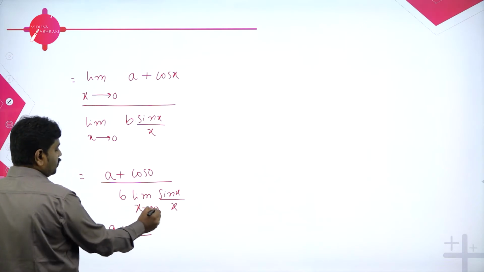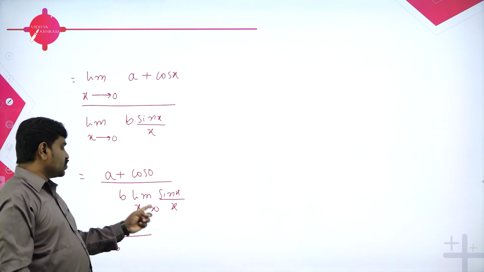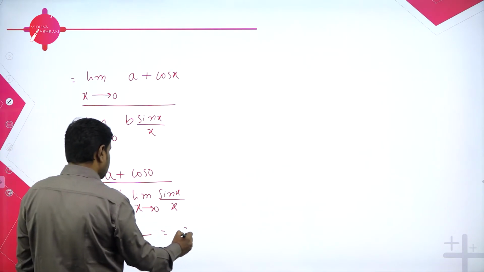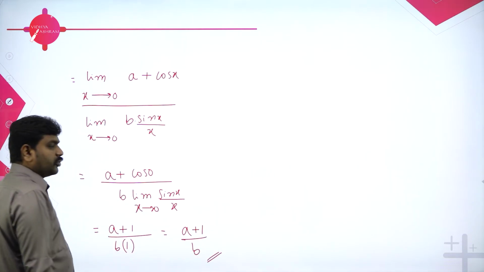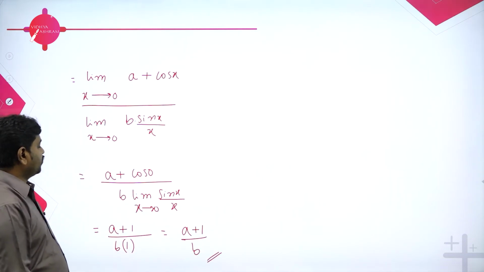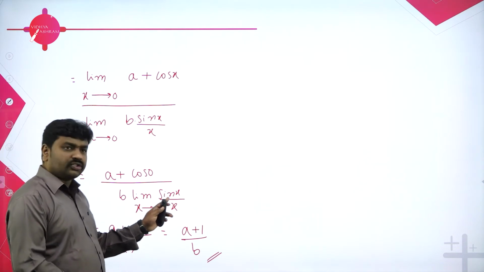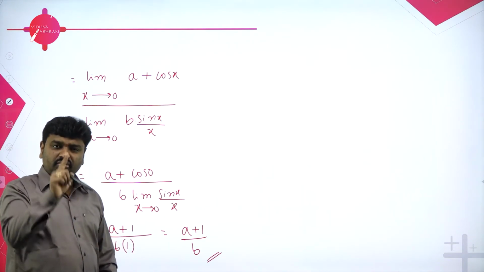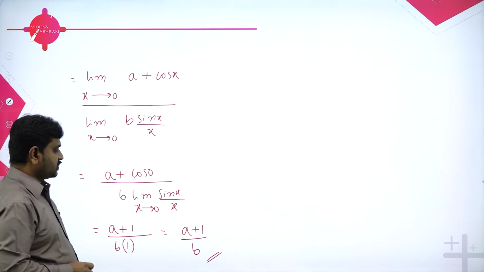b into what is limit x tends to 0 sin x by x? According to the sandwich theorem, limit x tends to 0 sin x by x is 1. So the numerator is a plus 1, and the denominator is b. This is the answer. I hope all of you got this. So in the place of x, if you put 0, cos 0 is 1. But here in the place of x, you don't put 0, it becomes 0 by 0. But you know, limit x tends to 0 sin x by x is 1. Limit x tends to 0 tan x by x is also 1. So this is the answer.